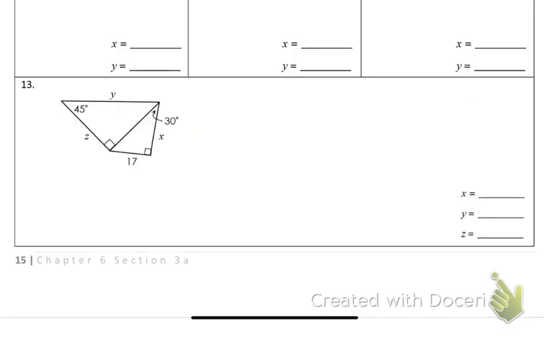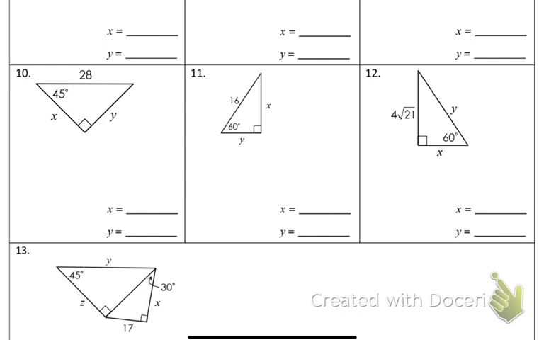12? 12, we have a 30, 60, 90 triangle, right? So we have a 30, 60, 90 triangle. The one across from our 30 is going to be my S.